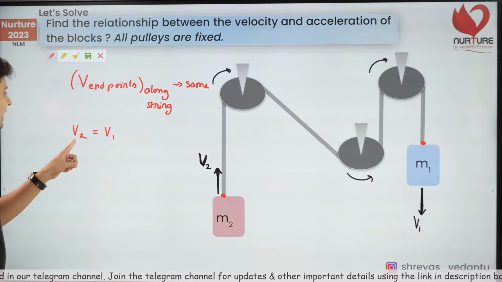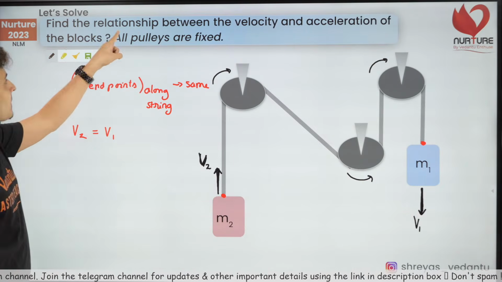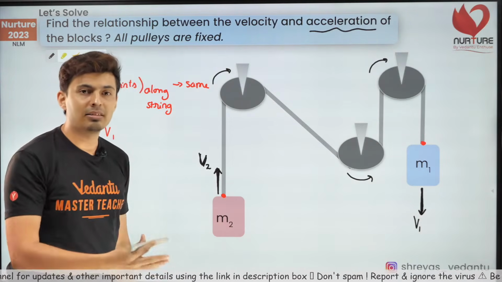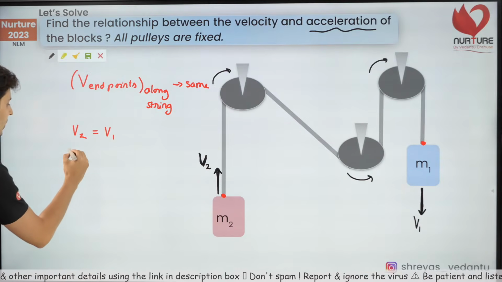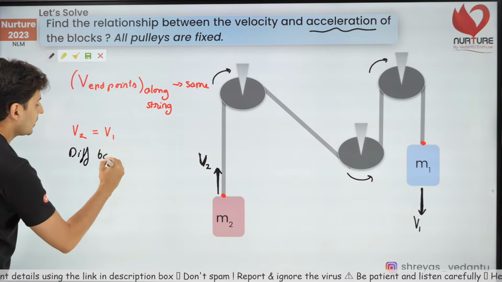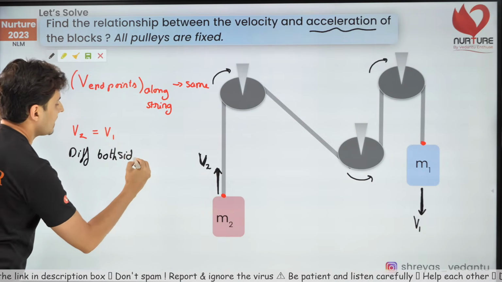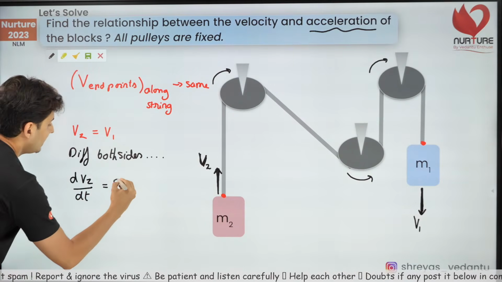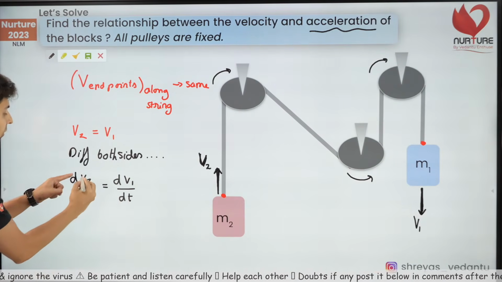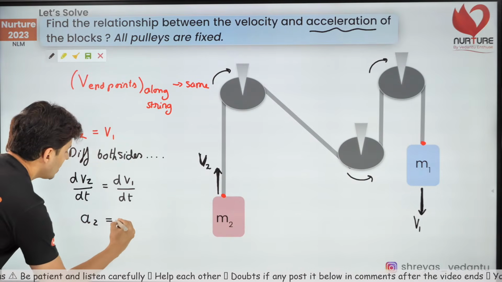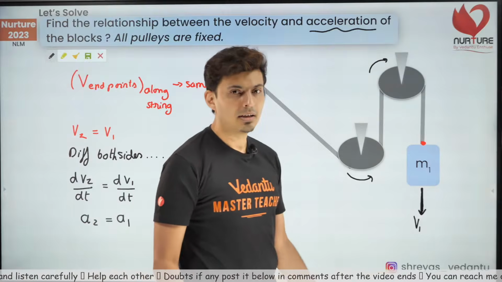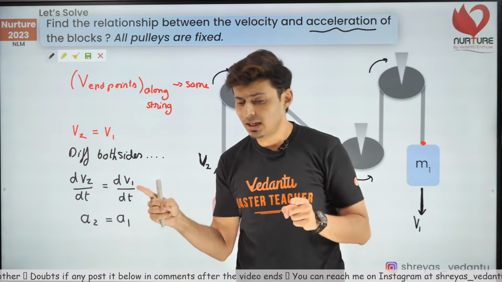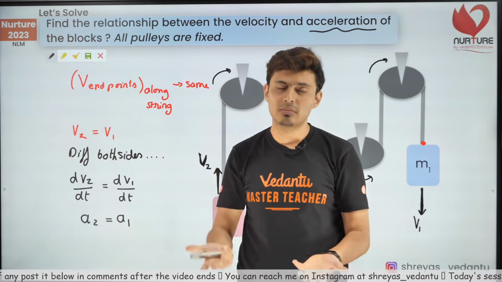Now, next part of the problem, we have found out the relationship between velocities. How about acceleration? We all know acceleration is the rate of change of velocity. So, differentiate both sides with respect to time. So, dv2 by dt will be dv1 by dt. Now, what is the derivative of velocity? That's acceleration. So, a2 will be equal to a1. As simple as that. If velocities are equal in magnitude, accelerations also have to be equal. And every time the velocities are the same, so their acceleration will also be the same.